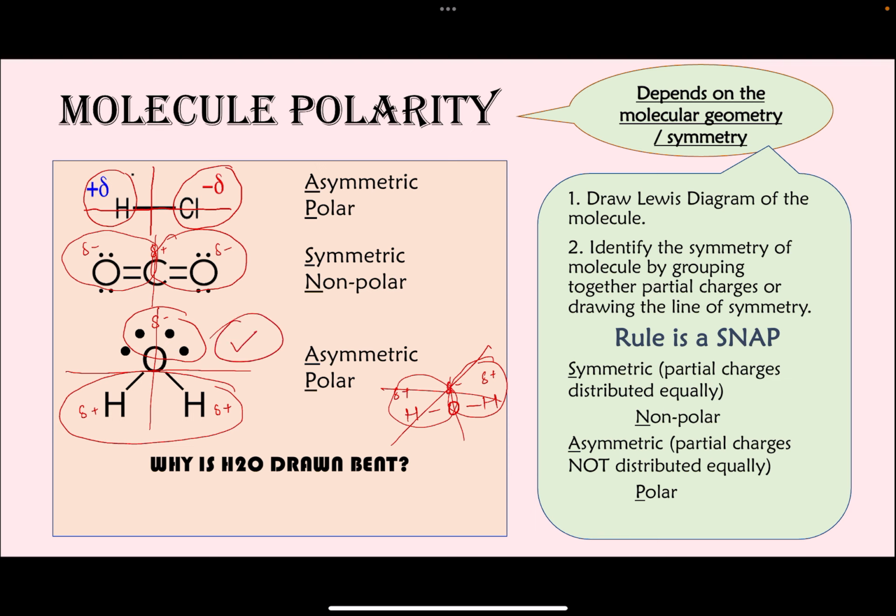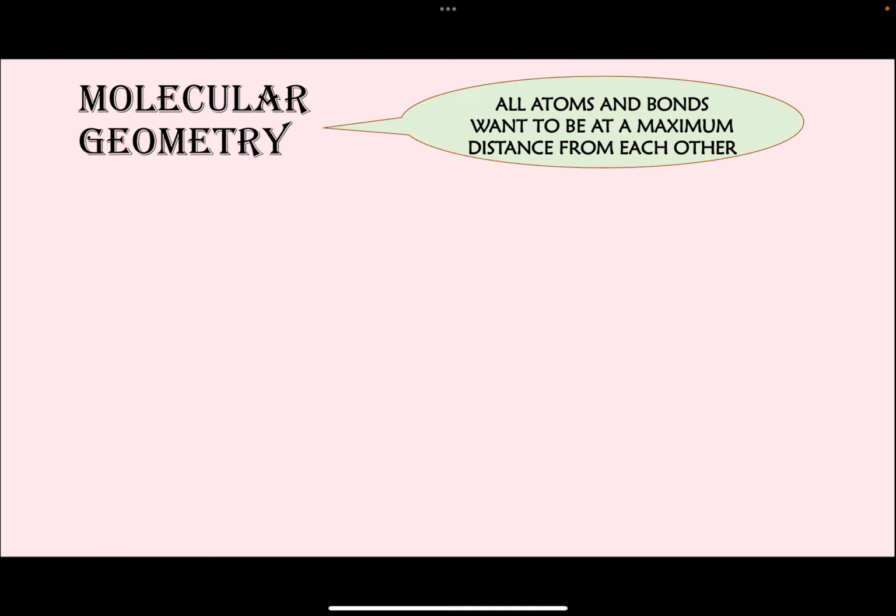The reason for that is your molecular geometry. So your symmetry is impacted by the geometry. That's what we're going to talk about next: how do we determine the molecular geometry? How do we know how we want to draw each molecule? Molecular geometry depends on how the bonds and the atoms must be arranged. Remember that all of the bonds and the atoms, when we are drawing the Lewis dot diagrams, have to be at a maximum distance from each other in covalent compounds.